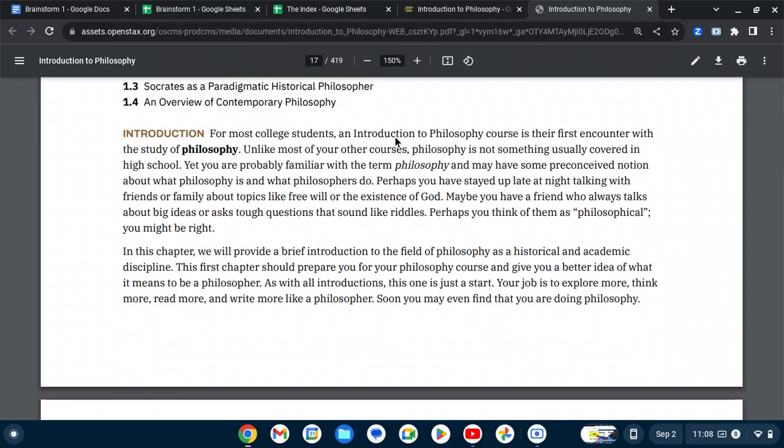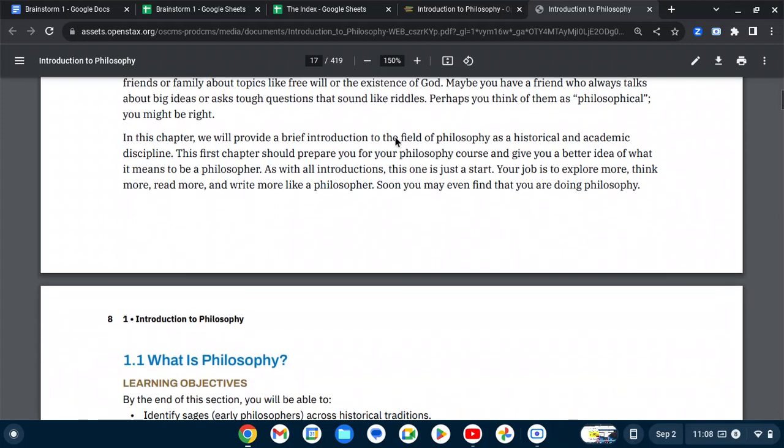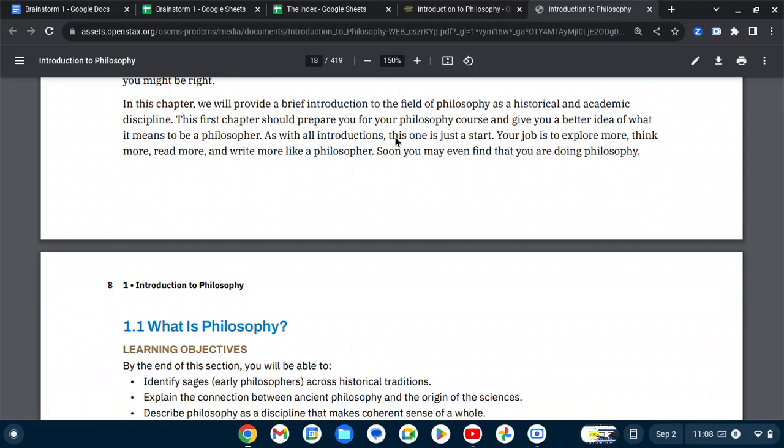In this chapter, we will provide a brief introduction to the field of philosophy as a historical and academic discipline. This first chapter should prepare you for your philosophy course and give you a better idea of what it means to be a philosopher. As with all introductions, this one is just a start. Your job is to explore more, think more, read more, and write more like a philosopher. Soon, you may even find that you are doing philosophy.